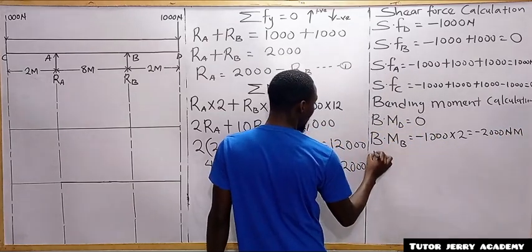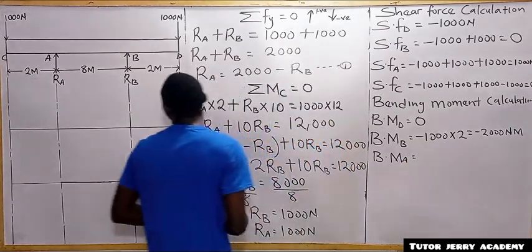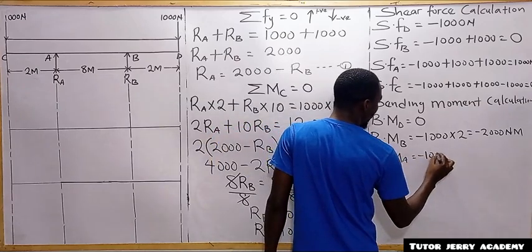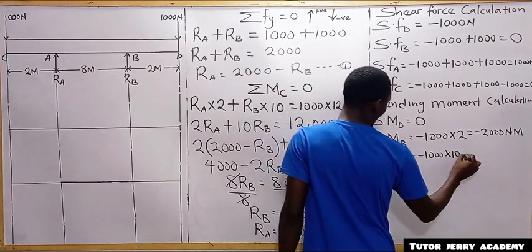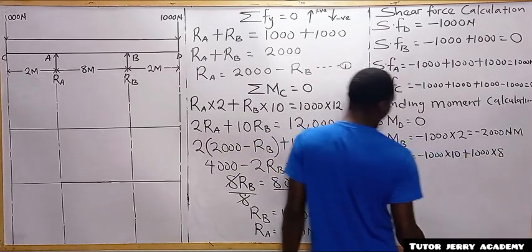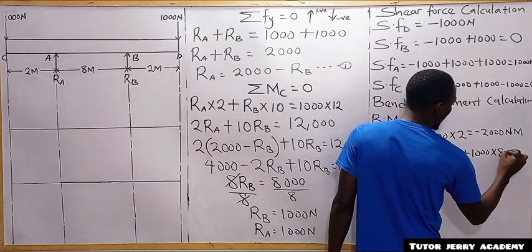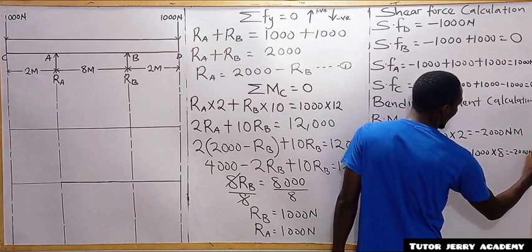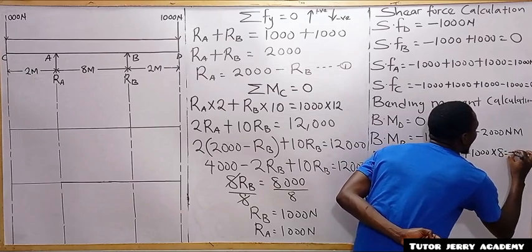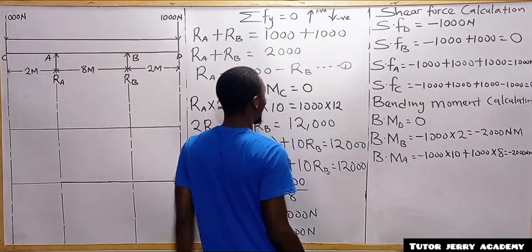All right. So the bending moment at A is going to be minus 1000 multiplied by 10, the total distance, then plus our ROB multiplied by 8. Our ROB is 1000, so 1000 multiplied by 8. By the time you do the math, you are going to have minus 2000. So this is going to be minus 2000 Newton meter.